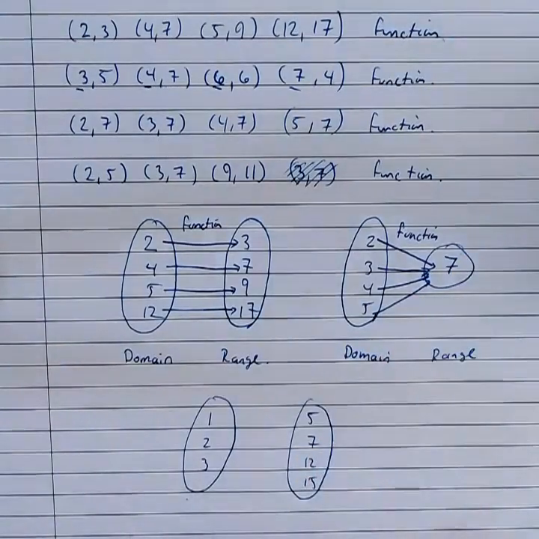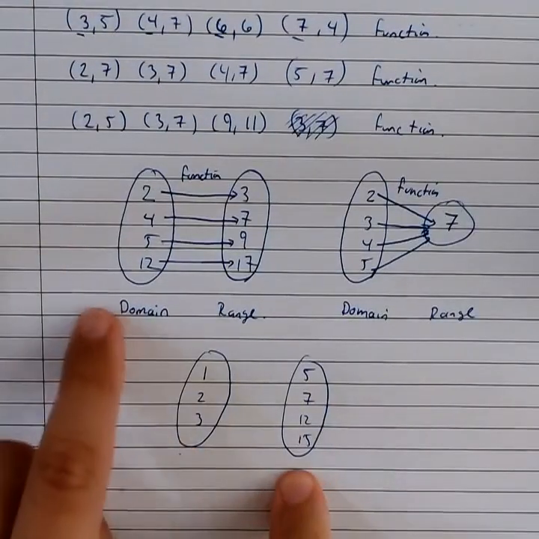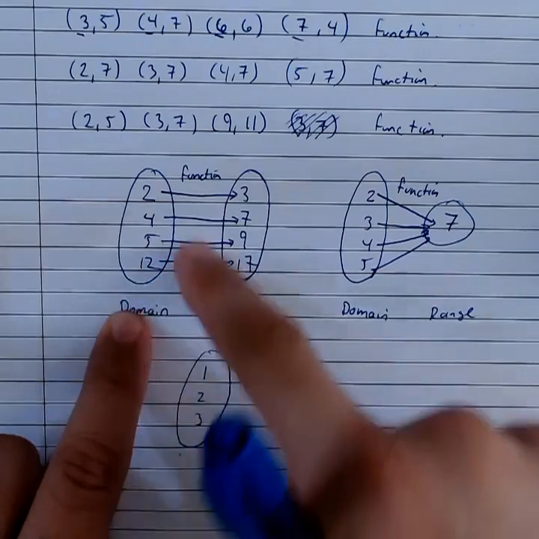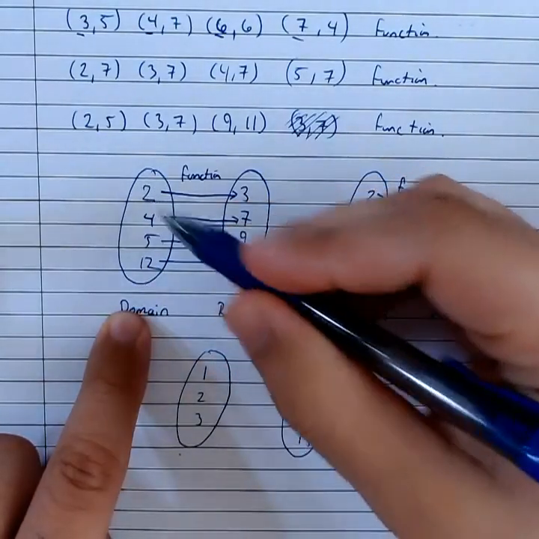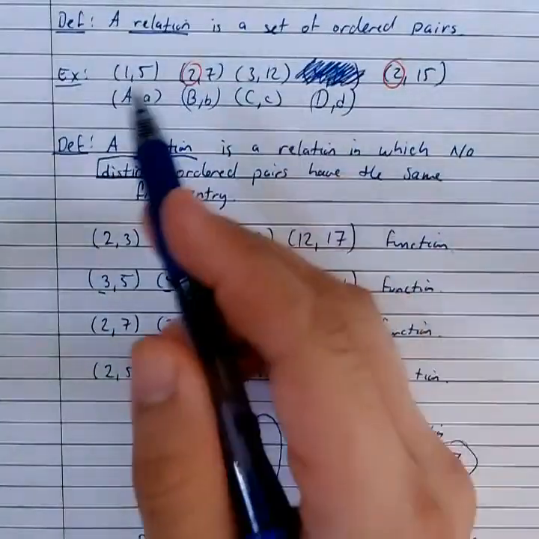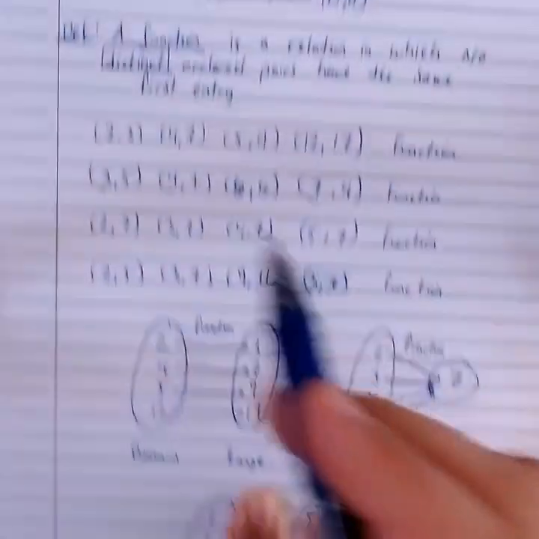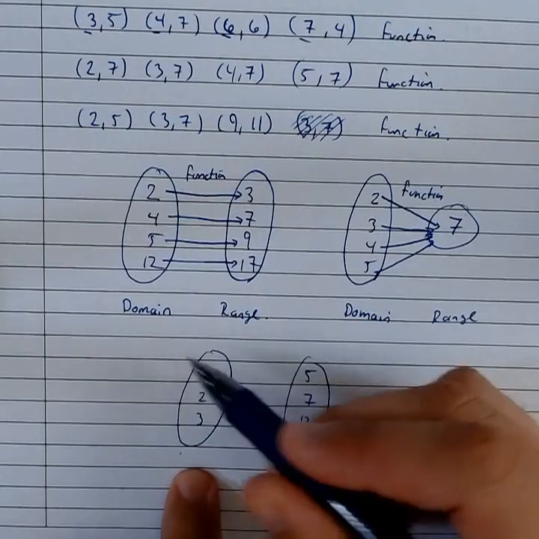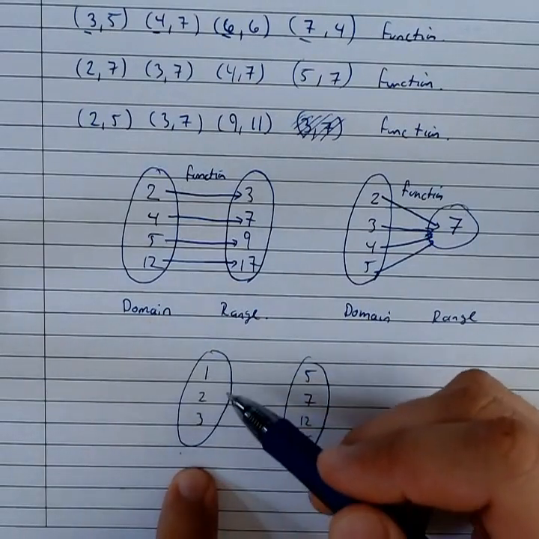Here, I'm not going to label these as a domain and a range, because a domain is all the first entries of a function. A range is all the second entries of a function. Here, this one's not a function. So if you take all of its first entries and group them together, that's just a group of numbers. It's not really called a domain because this is not really a function.